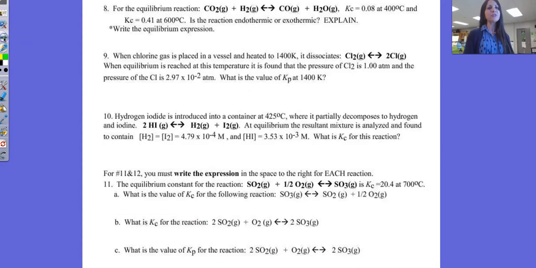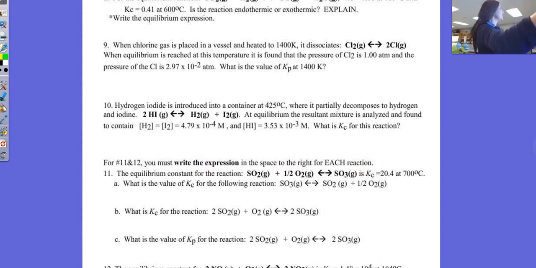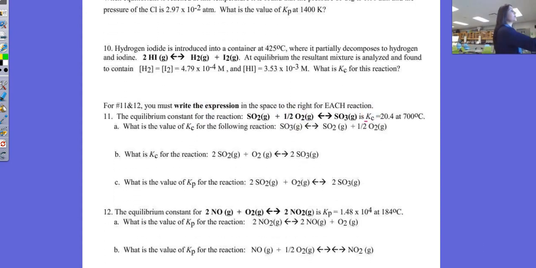All right, so the next thing I wanted to look at here is number 11, or number 12. We could look at either one of these. So what it asks is the equilibrium constant is given for the reaction. For example, in this problem, they're telling us that Kc is equal to 20.4 at 700 degrees Celsius. So it says, what's the value of Kc for the following reaction?